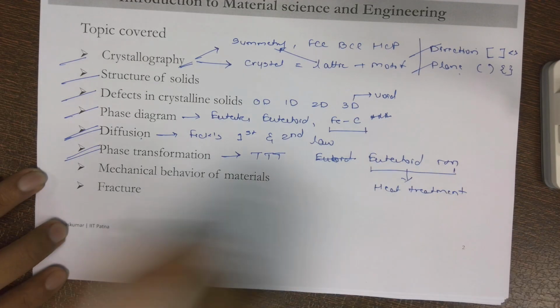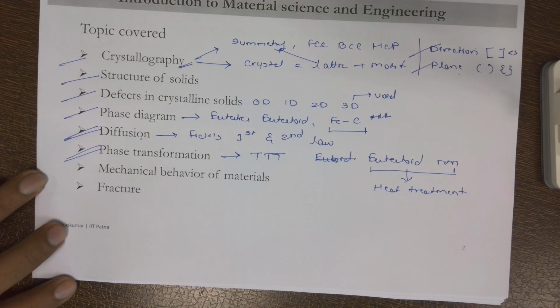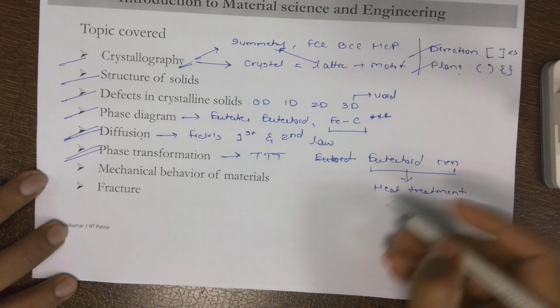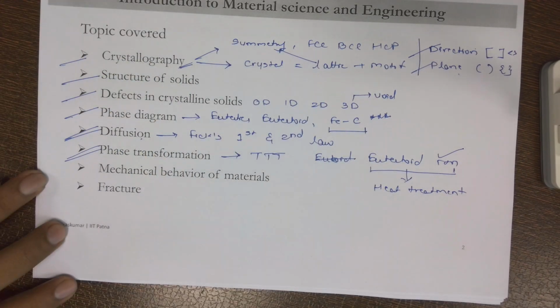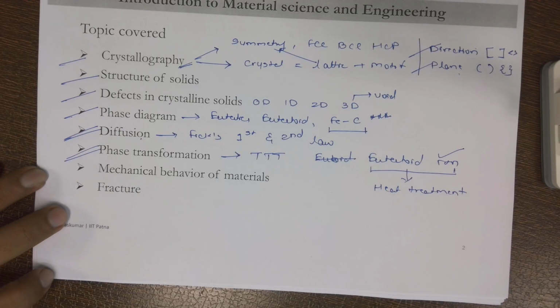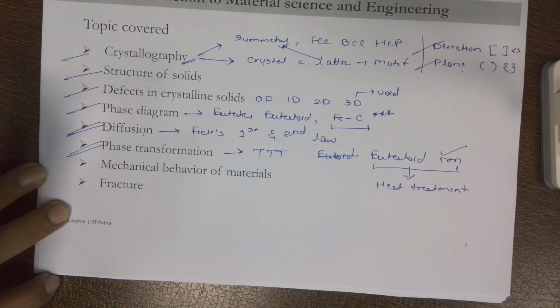Whenever we were doing heat treatment in the iron carbon diagram, we saw that we have to go above this particular eutectoid reaction temperature, hold for a particular period of time, and then a different cooling rate will lead to a different microstructure. The process can be annealing, normalizing, and quenching.